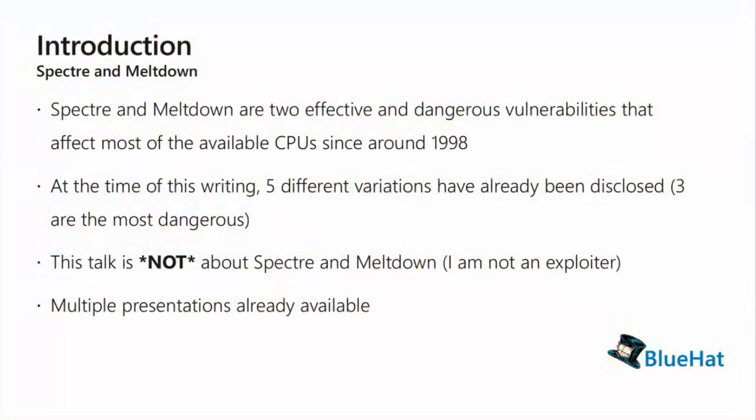So, speaking about Spectre and Meltdown. As you probably know, they are 2 of the most dangerous and effective vulnerabilities that have been discovered in CPUs since around 1998. I say almost all CPUs, because not all CPUs are vulnerable, but most of them. At the time of this presentation, at least 5 different variations have been publicly disclosed. 3 are the most dangerous. One side note: this talk is not about Spectre and Meltdown.